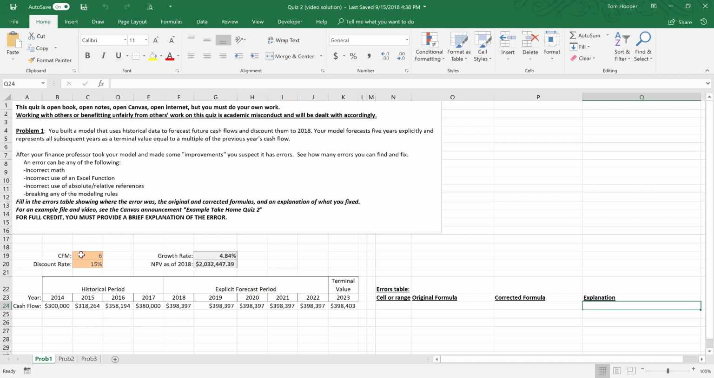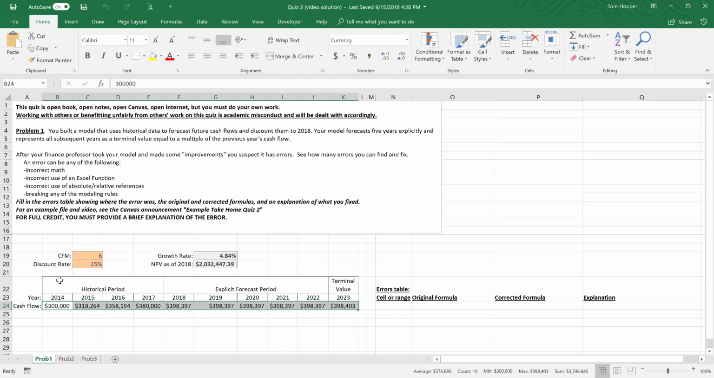Okay, so first let's look at the model and see what it does. We have some inputs up here, a cash flow multiple and a discount rate. Looks like our outputs are a growth rate and NPV, net present value. And then when we look below, we see that we have a time series of data by year, and we have some cash flows by year. Looks like the first 4 years of that are historical, so that's what actually happened with the company.